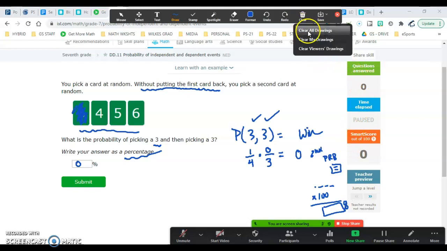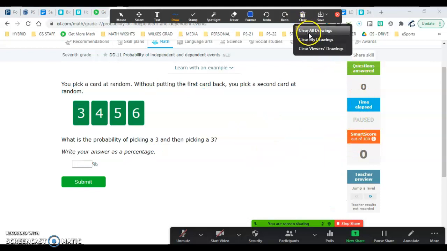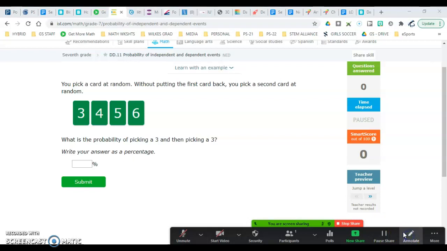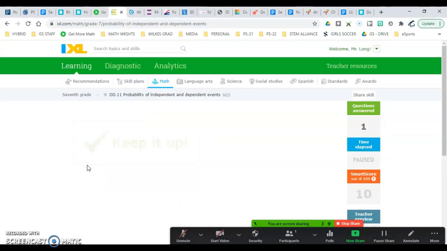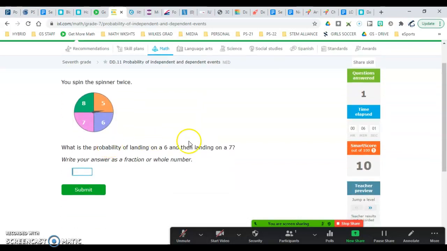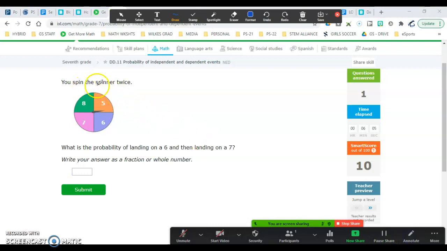So I'm going to clear all this. We know the answer should be 0. Stop annotating, go over here, and put in 0. Correct. All right, let's go to the next one. This time, I'm spinning the spinner twice, so I need 2 spins. What's the probability of landing on a 6 and then on a 7? So what's the chance of a 6 first, 7 second?